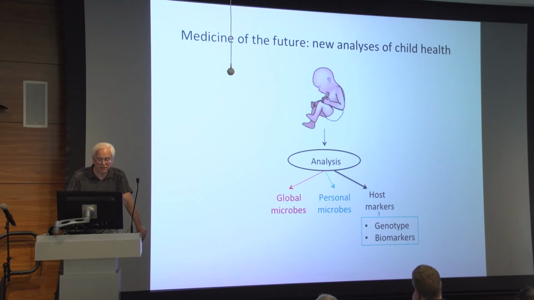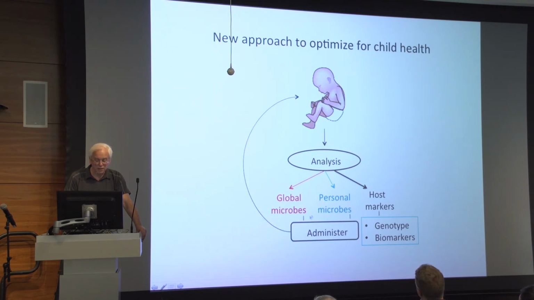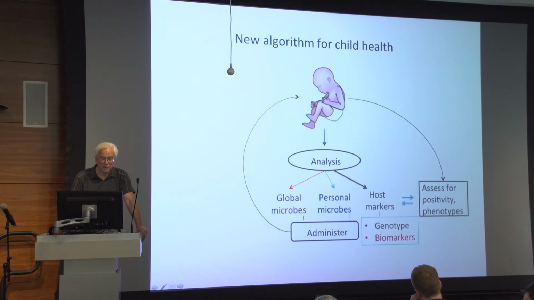New analyses of child health. The pediatricians of the future will examine babies, and they'll examine babies' diapers. And they'll ask, do these babies have all the global microbes that babies should have? Do they have all the personal microbes that this baby of this genotype and other biomarkers should have? And if not, the doctors of the future are going to reach for those microbes from the shelf, that will be part of the pharmacopoeia, and administer them to these babies. And ultimately assess, did it work? Have they optimized their phenotypes for long-term health?